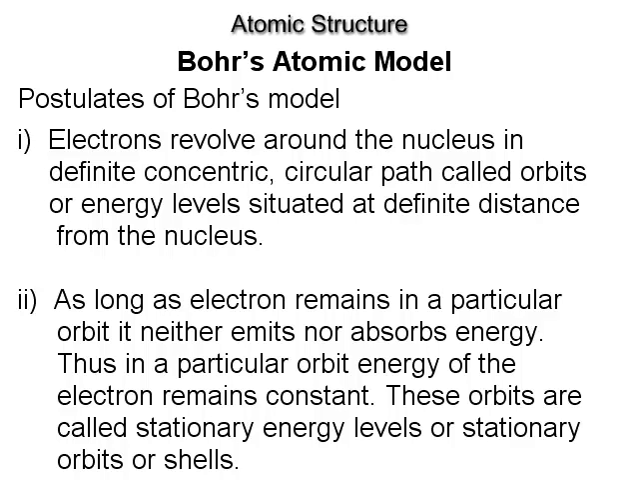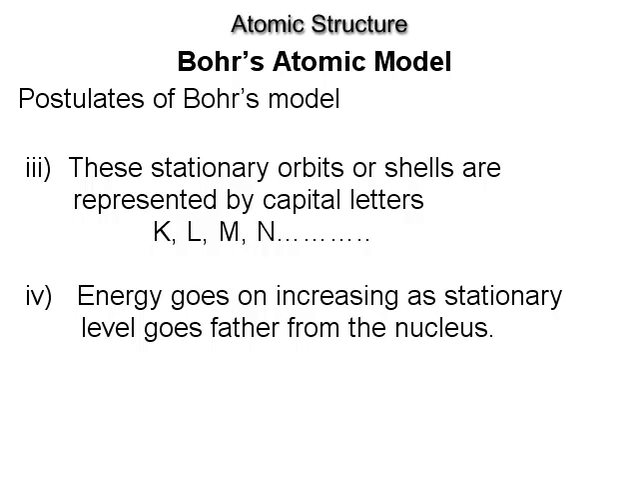As long as electron remains in a particular orbit, it neither emits nor absorbs energy. Thus, in a particular orbit, energy of the electron remains constant. These orbits are called stationary energy levels or stationary orbits or shells. These stationary orbits or shells are represented by capital letters K, L, M, N, and so on. Energy goes on increasing as stationary level goes further from the nucleus.